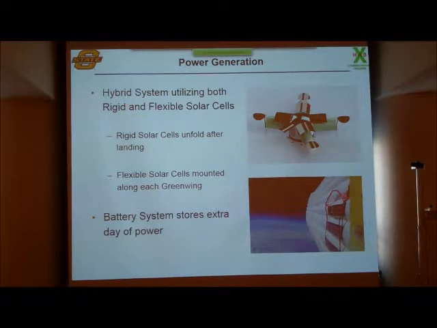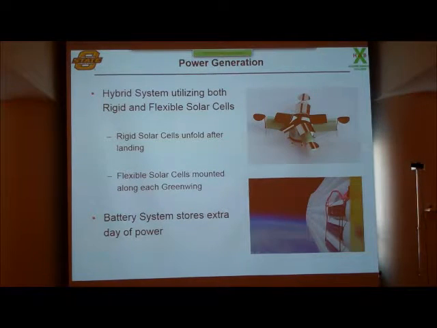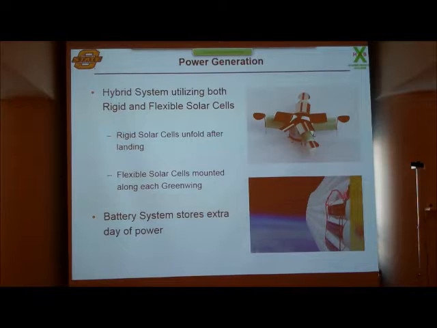Okay, so power generation is obviously very important to our greenhouse design. Our design uses a hybrid system using both rigid and flexible solar cells. The rigid solar cells, as you can see, are mounted along the side of the hub, and they deploy out when the green wings extend, and then solar panels on the ends of the green wings open up as well. Not pictured are the flexible solar panels on the green wings. These will be mounted in between the side panel solar panels and the hub solar panels.